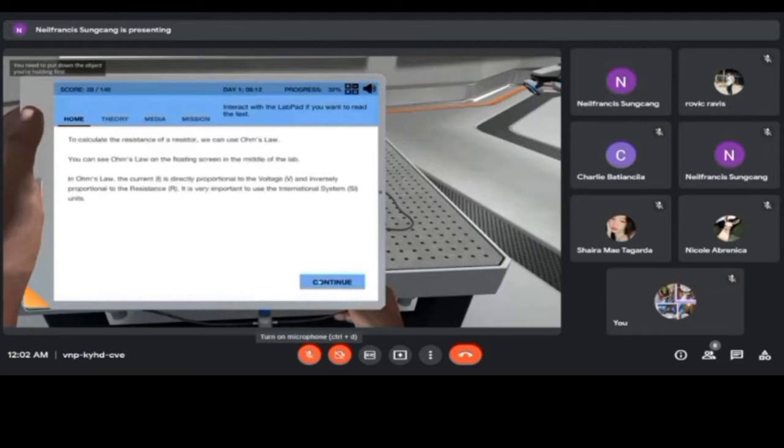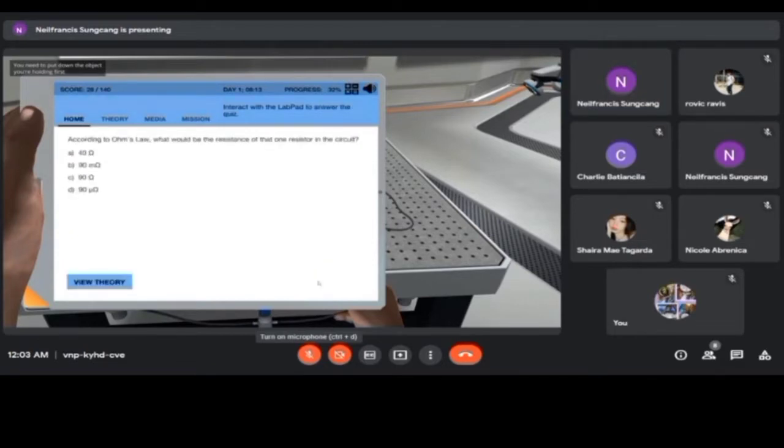To calculate the resistance of a resistor, we can use Ohm's law. You can see Ohm's law on the floating screen in the middle of the lab. In Ohm's law, the current is directly proportional to the voltage and inversely proportional to the resistance. It is very important to use the International System Units. According to Ohm's law, what would be the resistance of that one resistor in the circuit?